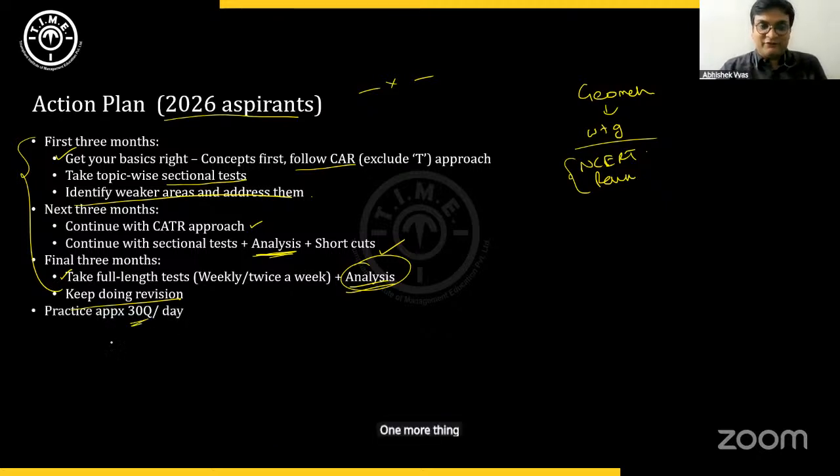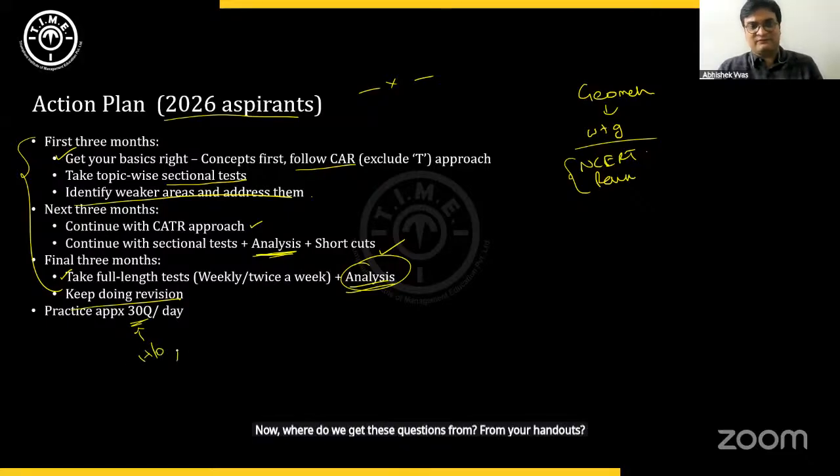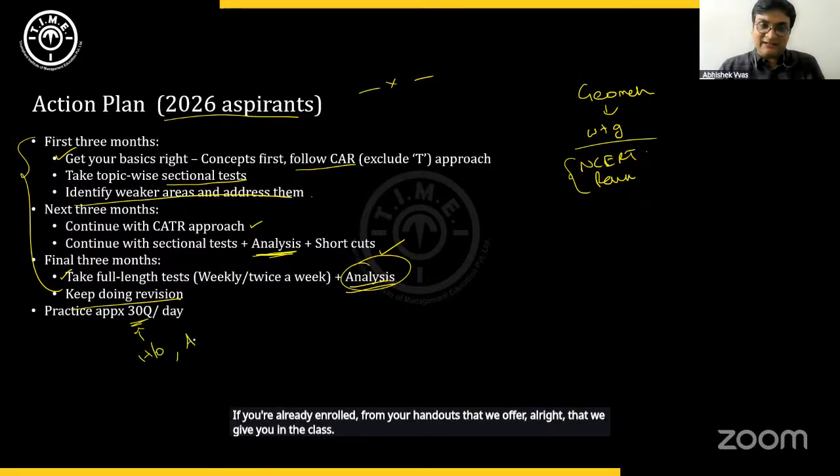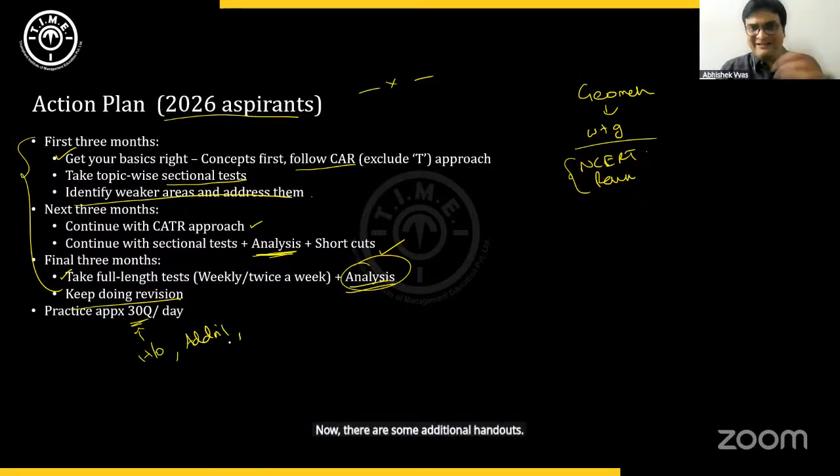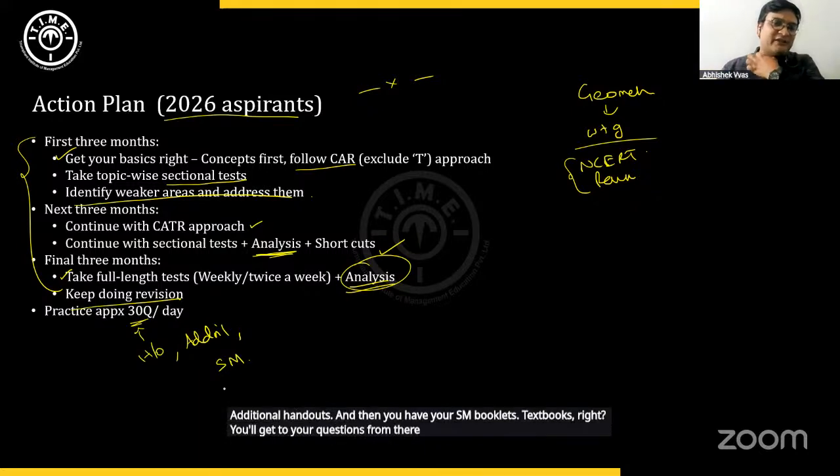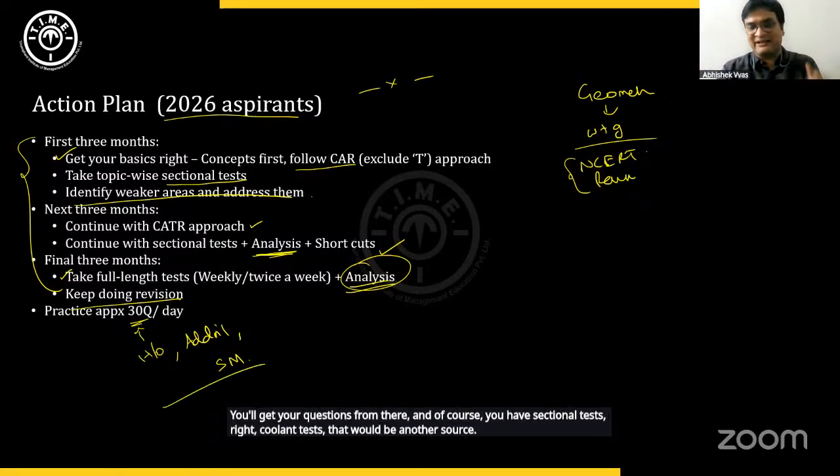One more thing that I forgot to mention is keep a tab on this. Every day, on an average, try to go for around 25, 30 questions. Now, where do you get these questions from? From your handouts. If you're already enrolled, from the handouts that we give you in the class. There are some additional handouts, like QAPEs that you have. And then you have your SM booklets, textbooks, right? You'll get your questions from that. And of course, you have sectional tests and full length tests. That would be another source. So this is the action plan.